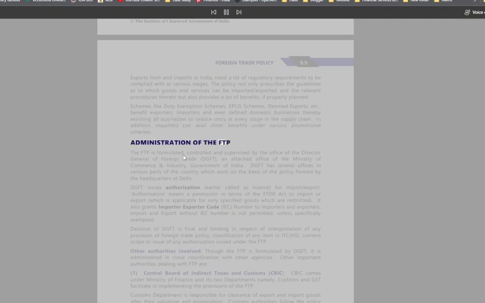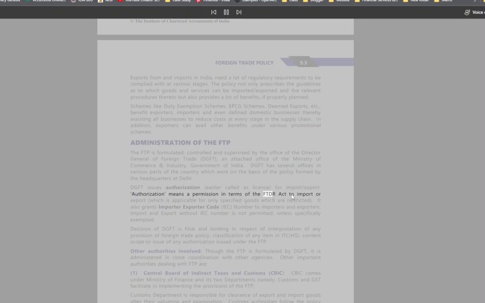Administration of the FTP. The FTP is formulated, controlled, and supervised by the Office of the Director General of Foreign Trade, DGFT, an attached office of the Ministry of Commerce and Industry, Government of India. DGFT has several offices in various parts of the country which work on the basis of the policy formed by the headquarters at Delhi. DGFT issues authorization, earlier called license, for import-export.